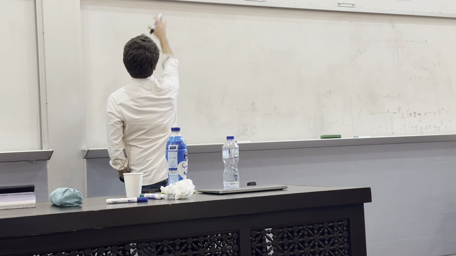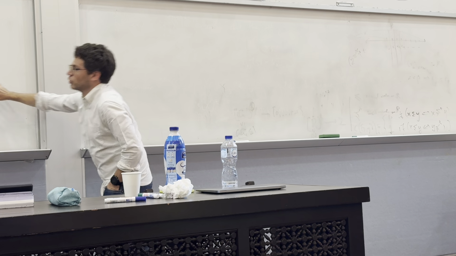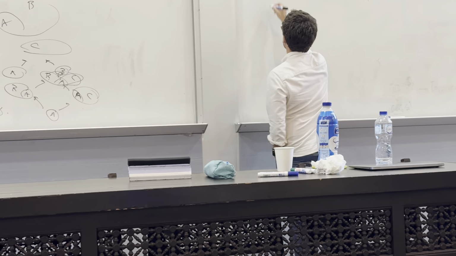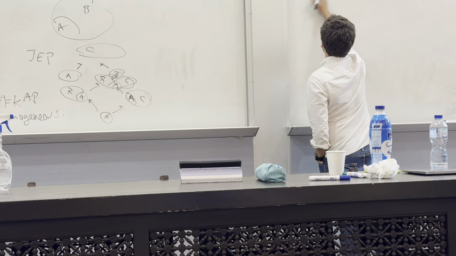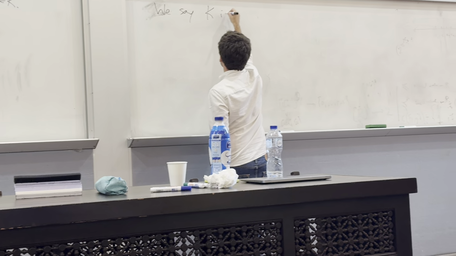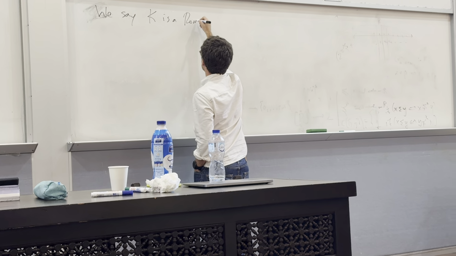So this is sort of relevant background, but I told you I was going to tell you what a Ramsey class of structures is. So we say K is a Ramsey class.